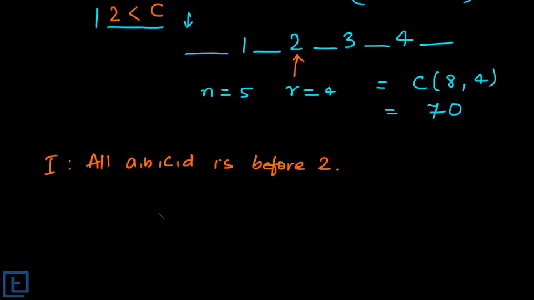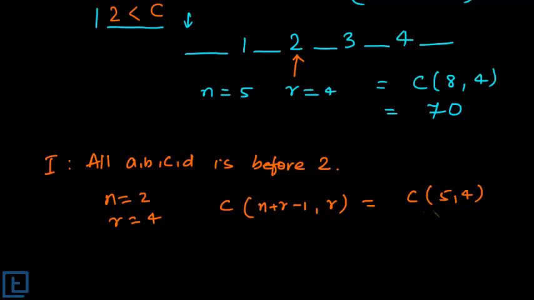So in this case we will have 2 places, and in these 2 places we have to choose from 2 types of places, 4 with repetition. Okay, so here we will have n equal to 2 and r equal to 4. So it would be C(n plus r minus 1, r), which will be equal to C(5, 4), which is ultimately equal to 5.